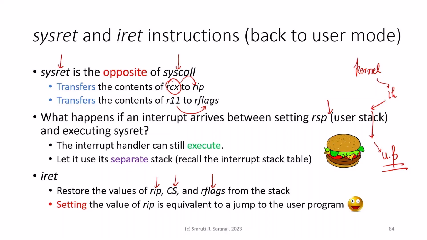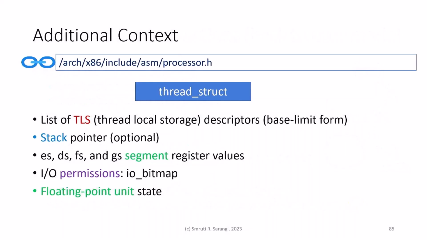Setting the value of the instruction pointer is equivalent to jumping to a point in the user program. So it is as if you are going to the user program and jumping to a point in there. This completes the storing process and the restoration process. We have mostly discussed this in the context of a system call, but in the context of an interrupt, there are minor differences. We have covered that as well, so that is not very important. Broadly speaking, this is where we stand in terms of saving the context as well as restoration.